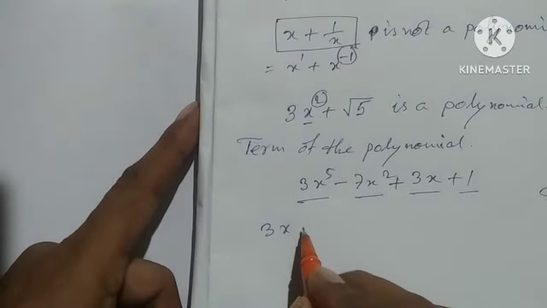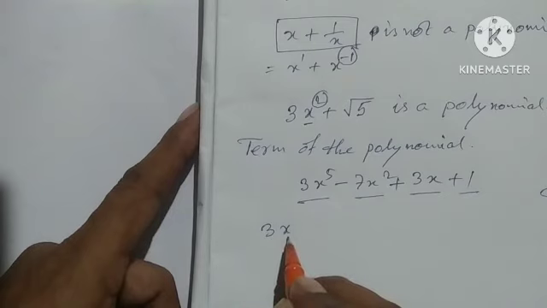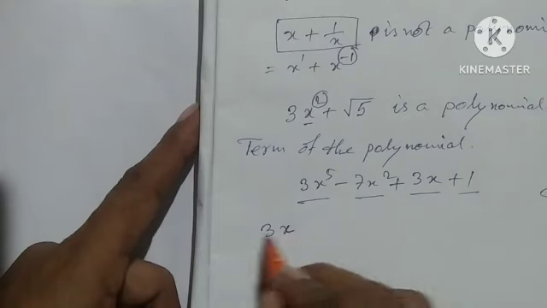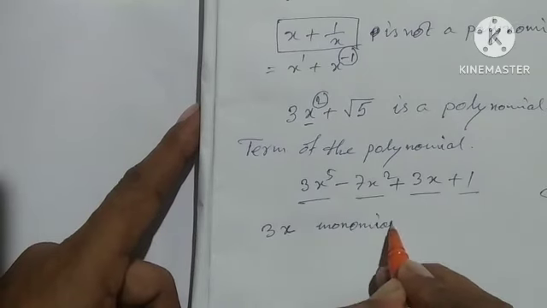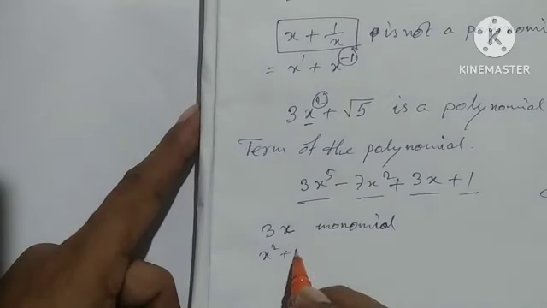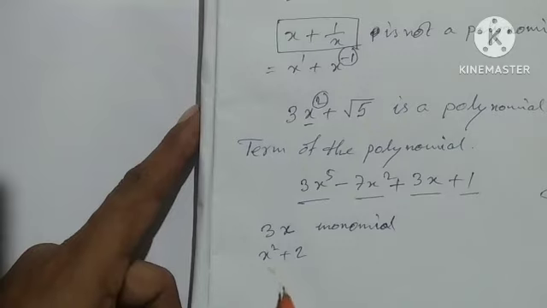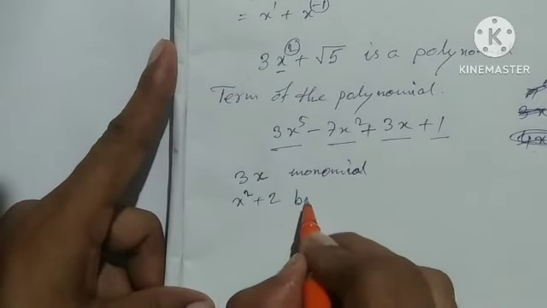3x, x is the variable, 3 is the coefficient, and 3 is also a constant. So 3 is the coefficient of x, and it has 1 term, therefore it is called a monomial. If any algebraic expression has 2 terms like this expression, then it is called a binomial.